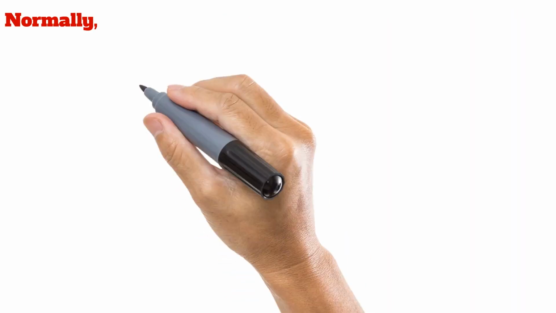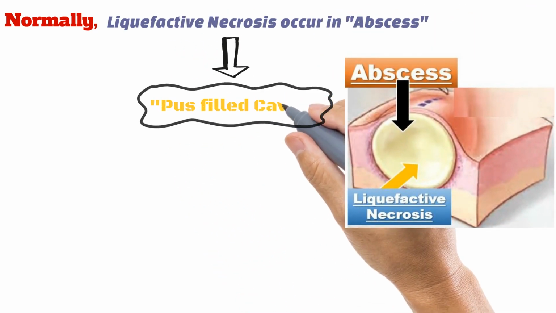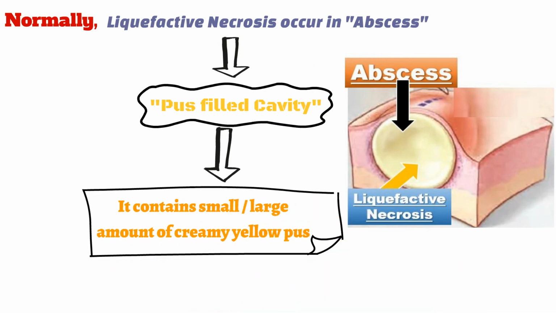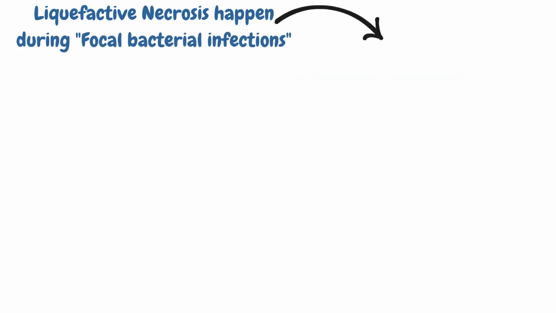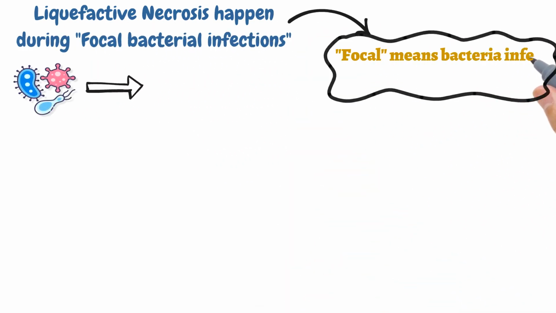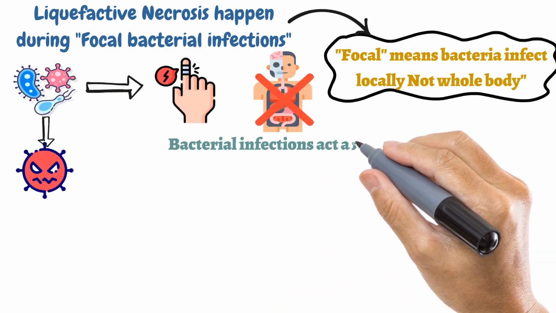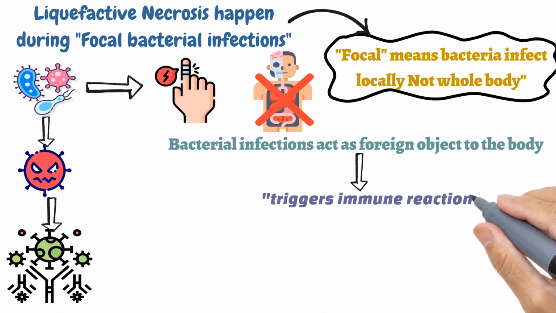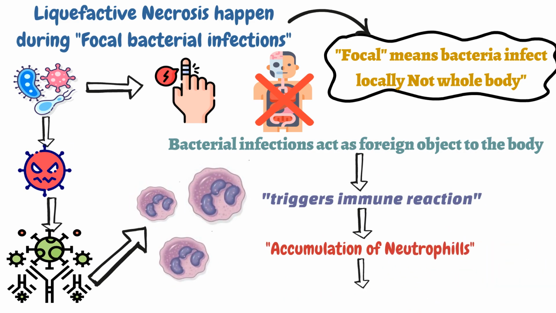Normally, liquefactive necrosis occurs in an abscess, which is a pus-filled cavity, and this contains a small or large amount of creamy yellow pus. Liquefactive necrosis happens during focal bacterial infection. Focal means bacteria infect the body locally, not the whole body, so this bacterial infection acts as a foreign object to the body and triggers an immune reaction and causes accumulation of neutrophils, ultimately resulting in liquefactive necrosis.